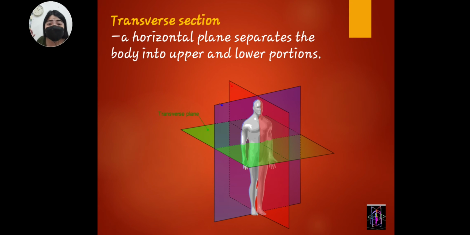It's very easy to know the sections because each has a keyword. When we say coronal, it separates the front and back. When we say sagittal, it separates the right and left. When we say transverse, it separates the upper and lower portions. Okay, so that is the section.